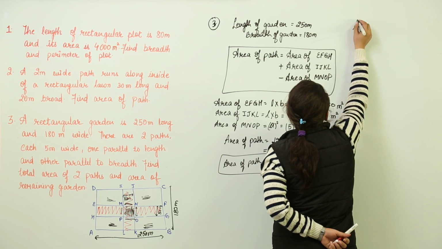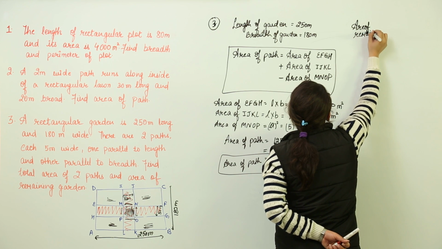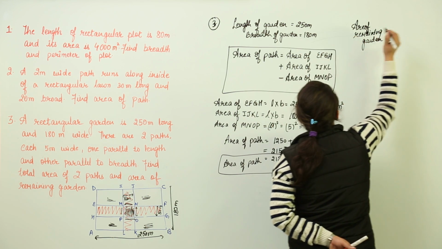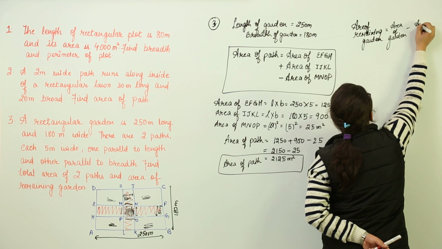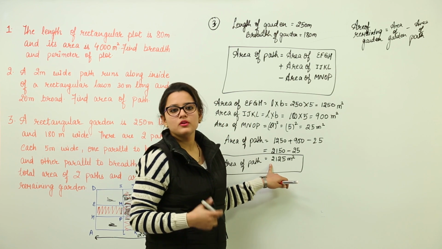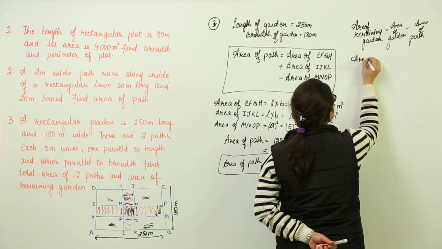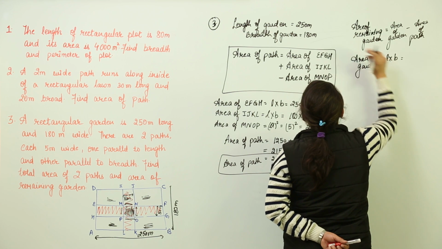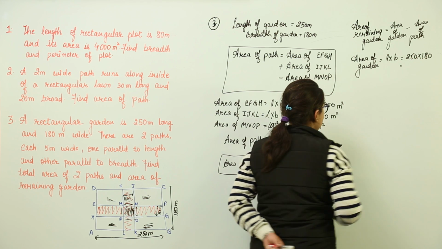We can do it here. The area of remaining garden would be equal to what? At first you write area of garden minus the area of path. So we have the area of path already calculated, but we do not have the area for the garden. So area of garden is to be calculated. So that would be equal to the same way as we have been doing. So area of garden is going to be equal to length into breadth. As we know, the length is 250 and breadth is 180. Its area is going to be some value.